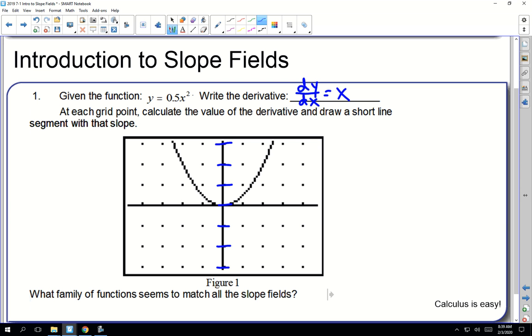Plug in 1 here. When x equals 1, what do I get? Slope of 1, right? So we just have a, and do your best to draw a little line segment with a slope of 1. You don't need to spend too much time on it. We're trying to get kind of a shape or a flow here. And then when x equals 2, you have a little short line segment with a slope of 2. Just 2. A little steeper.